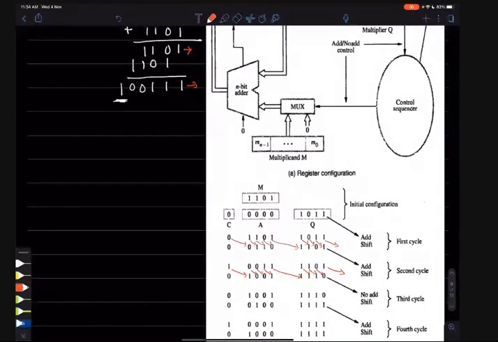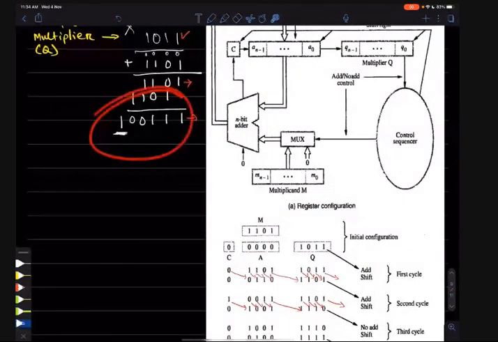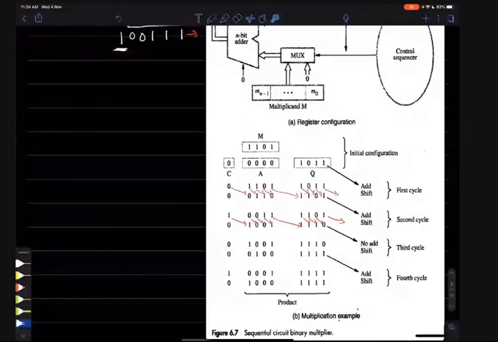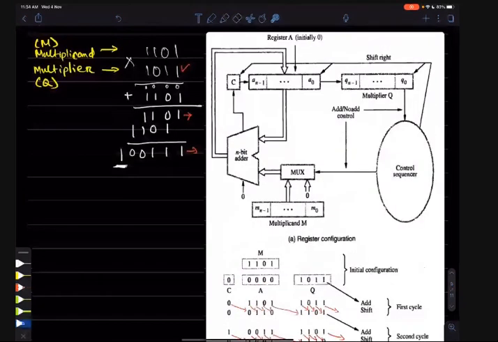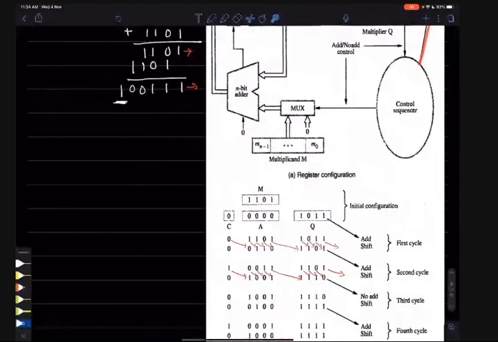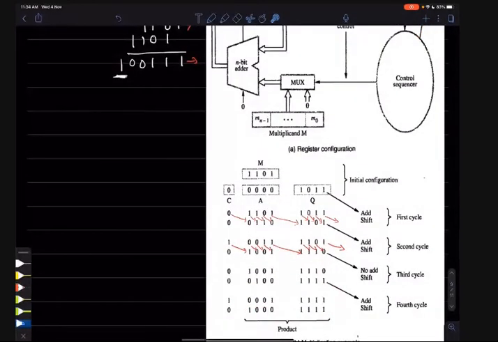Now I will not do all these things because you already know what will be the next steps. So now the next bit, the Q0 bit, is 0. So obviously the Q0 bit being 0 means no addition. No addition means it will just go to the previous step. After this shifting step, the Q0 bit says that no addition, Q0 bit is 0. So that's why there is no addition.